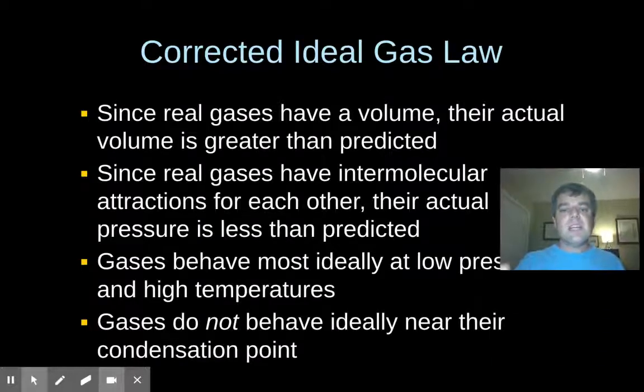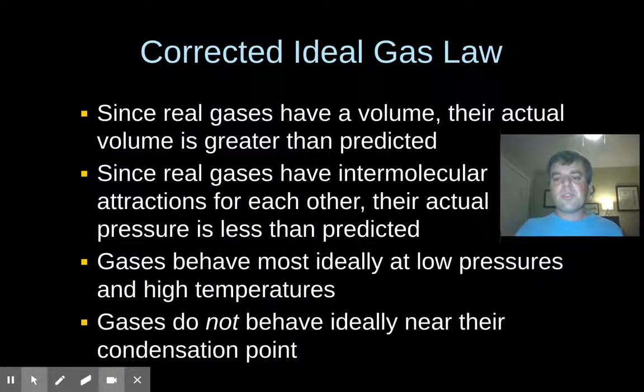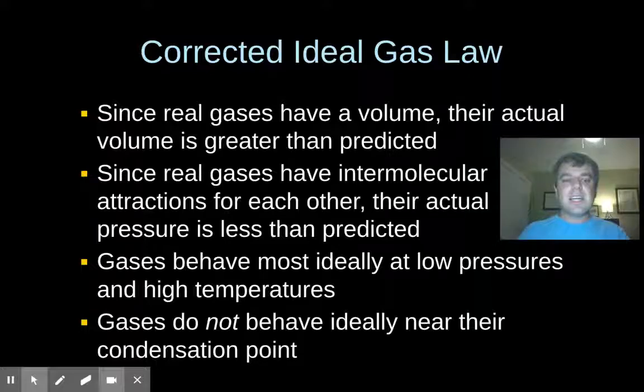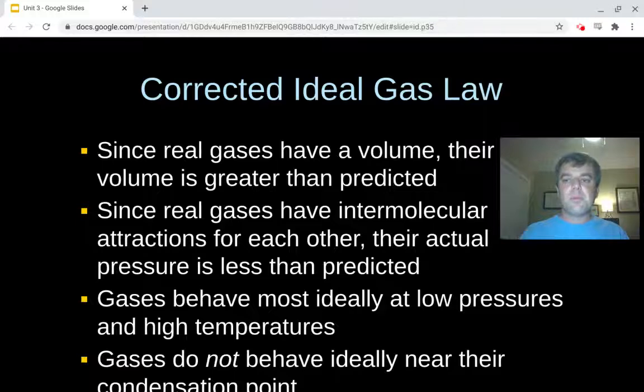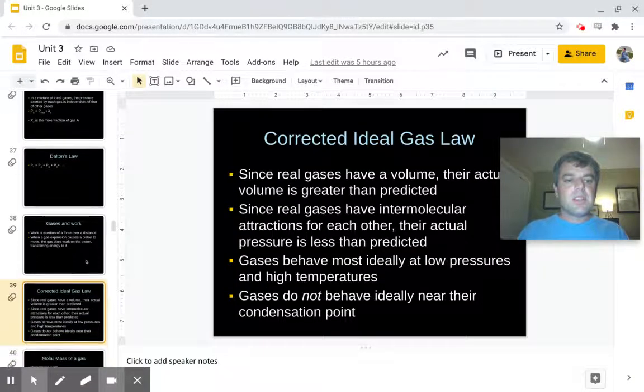Now, gases do not behave ideally near their condensation point. So, for instance, water vapor does not behave ideally near 100 degrees Celsius or at any temperature below that. It really wants to condense into a liquid, and ideal gases would never condense. So, those are some corrections that would have to be made to the ideal gas law. There is a formula that corrects it called the van der Waals equation. We're not going to learn that in this class. That goes beyond the scope of our course, but that is an equation that could come up.